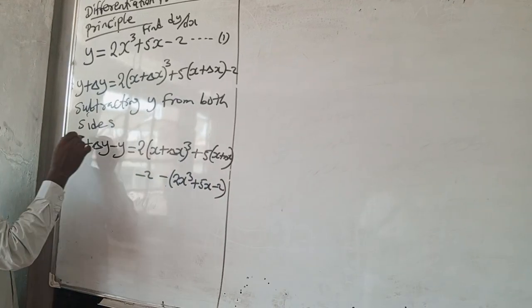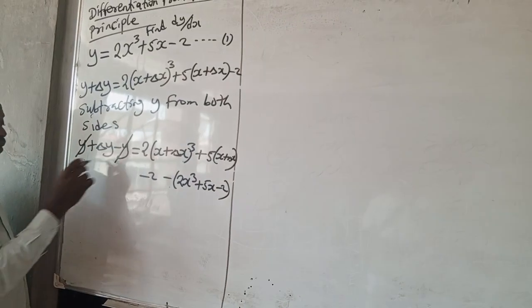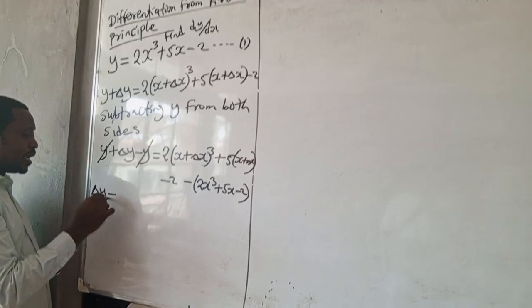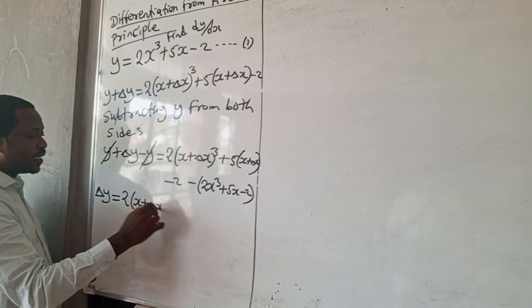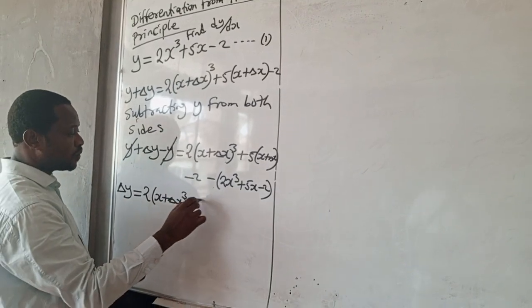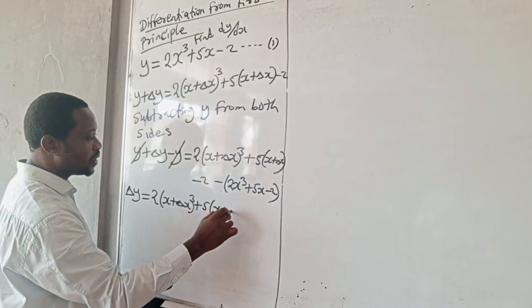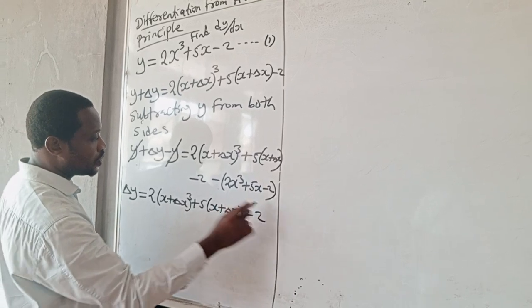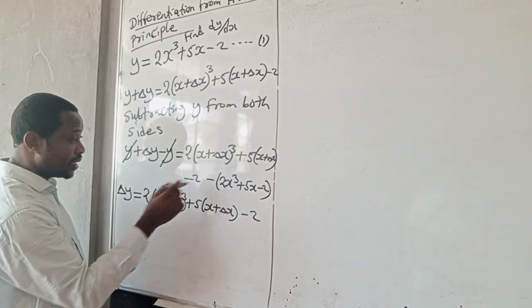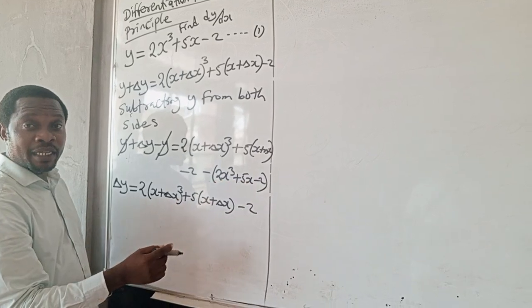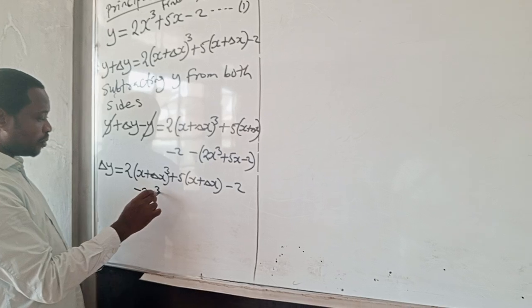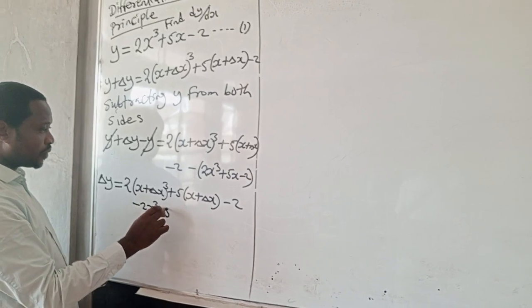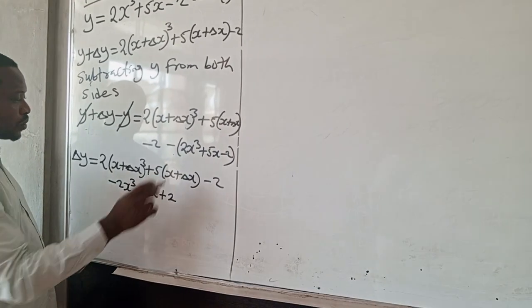Then this y will cancel this. We are left with change in y, which will give us 2 into s plus change in s raised to power 3 plus 5 into s plus change in s minus 2. So this one will open this bracket. When a minus is opening a bracket, all the signs will change. So it's going to give us minus 2s raised to power 3 minus 5s plus 2.